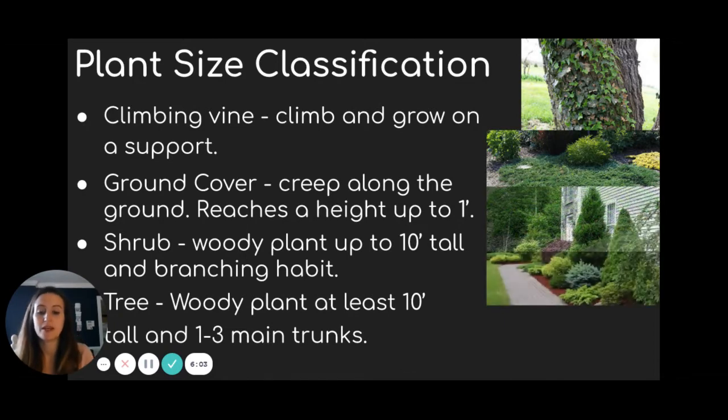A shrub is a woody plant up to 10 feet tall with a branching habit. I'm not going to say that there's not a shrub that is taller than 10 foot. There are some shrubs that are taller than 10 foot. But on average, a lot of times you try to keep shrubs under 10 feet tall. So you think about a shrub that's 10 feet tall. It's still going to have multiple branches. It's not just going to have that main trunk like a tree would have. So all of these in the picture are considered shrubs.